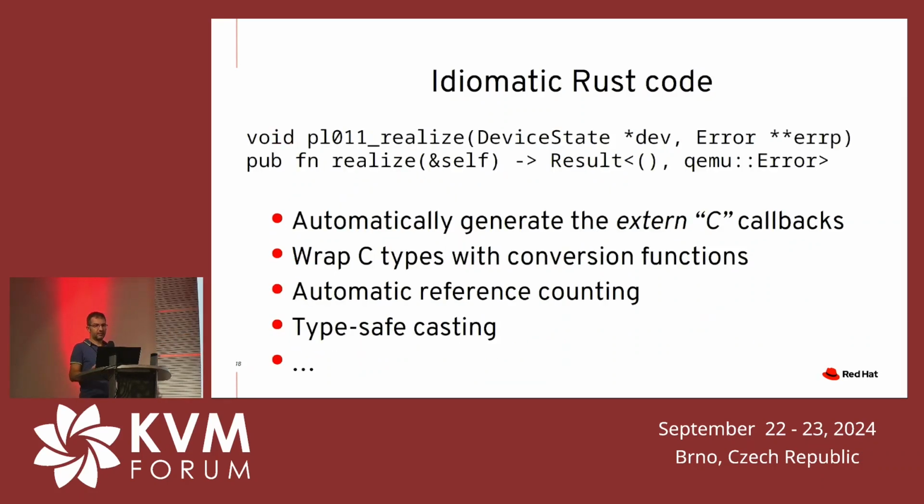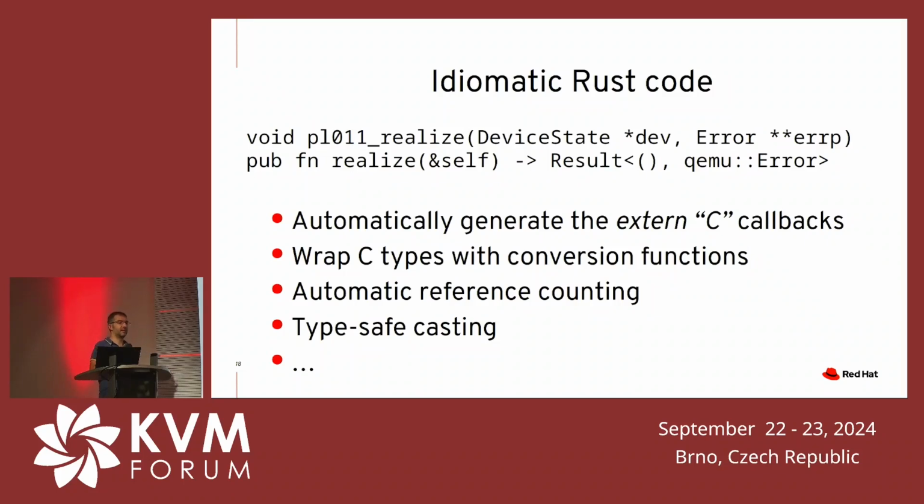What does idiomatic Rust code mean? It means, for example, that instead of having error as a parameter that is passed by reference, you return a result, and then you also don't need anymore to return bool, for example, because you already have the difference: is this an error? Is this a valid value in the result alternative? We can automatically generate all the external C callbacks and then add some conversion functions. We can have automatic reference counting. One thing that is nice, we can have type safe casting.